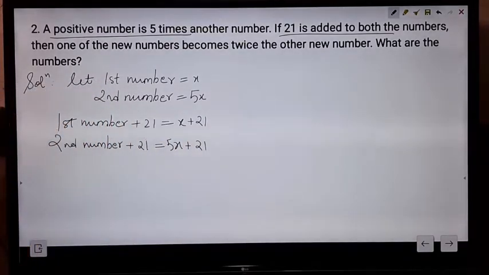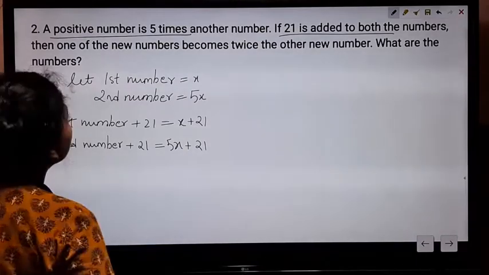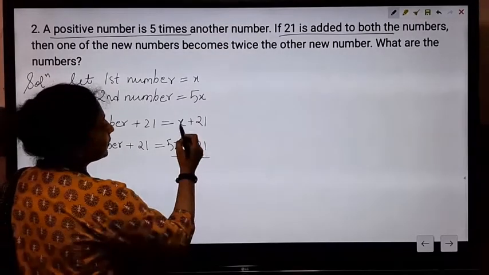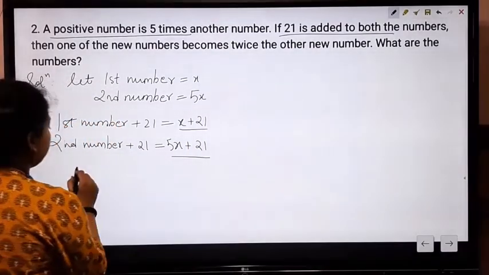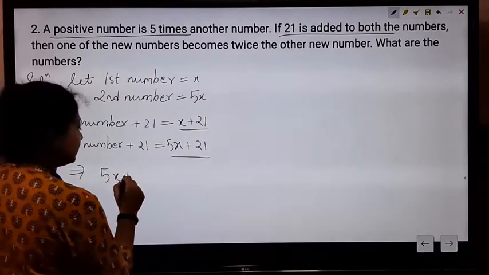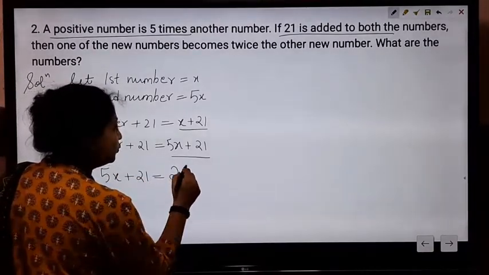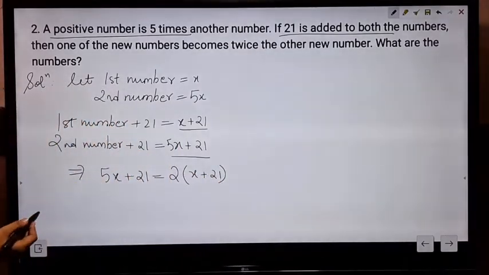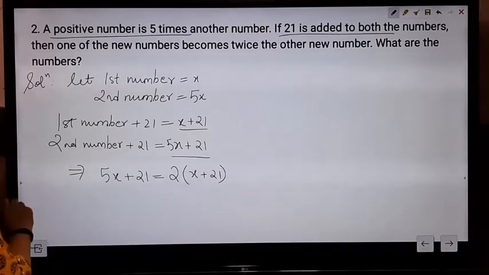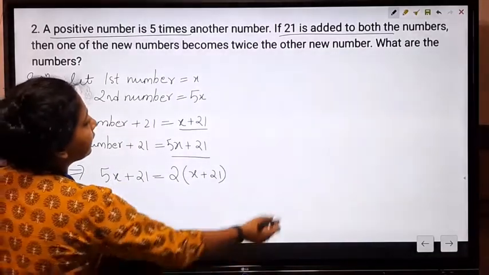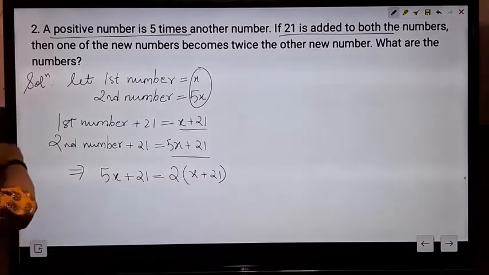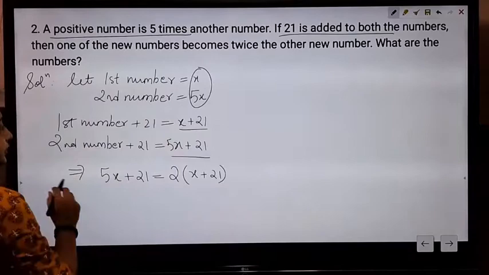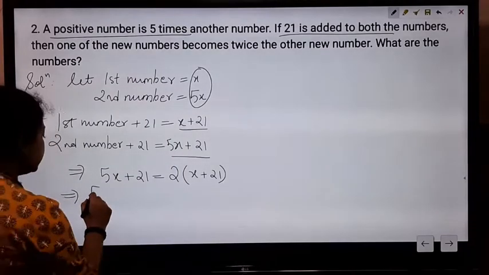Further, the question is telling you one of the new numbers becomes twice the other new number. This means this number becomes twice this number. This implies 5x plus 21 equals 2 times this number, x plus 21. Now we'll solve this equation and find the value of x, and then if we put the value of x in what we have considered, we'll be getting the numbers.